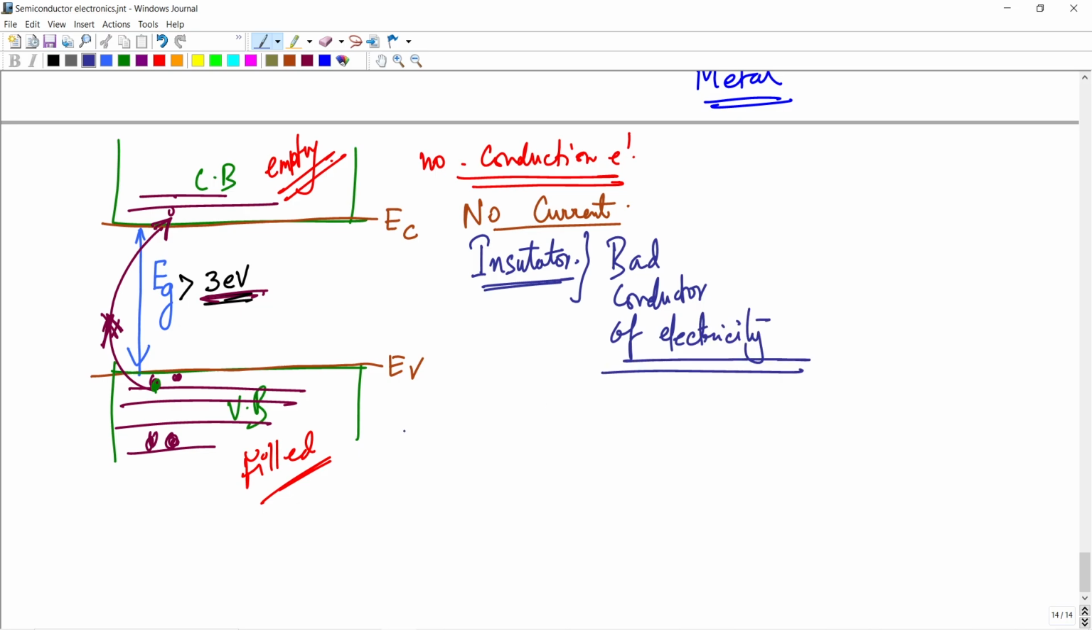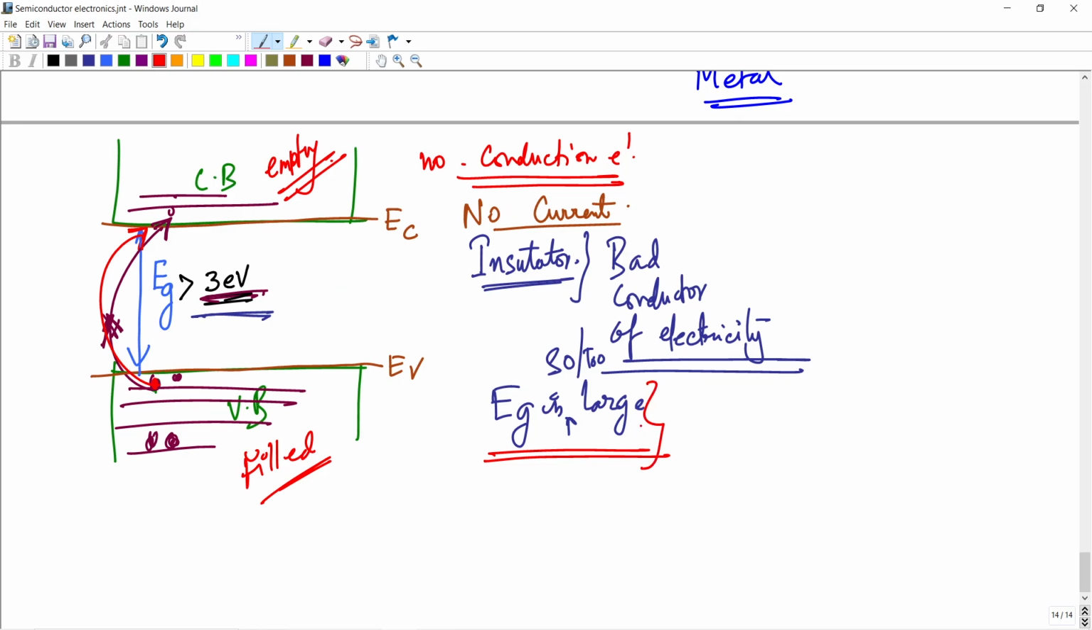Why? With the help of the band diagram, we say that the energy gap EG is so large, too large for an electron to jump from the valence band to the conduction band, which looks impossible. That's why we say that conduction electrons are impossible. So there are no conduction electrons, which means no conduction and no current. That's why an insulator is a bad conductor of electricity.